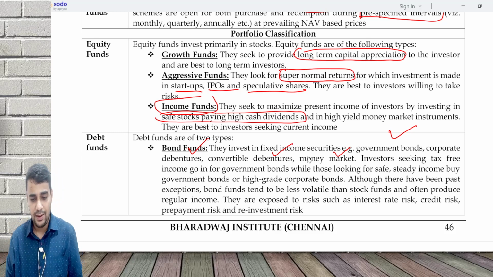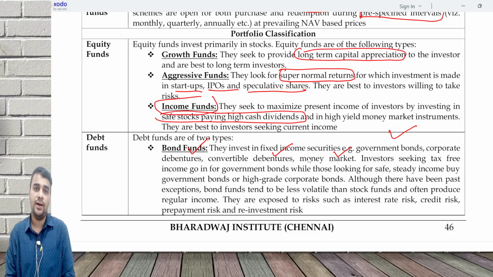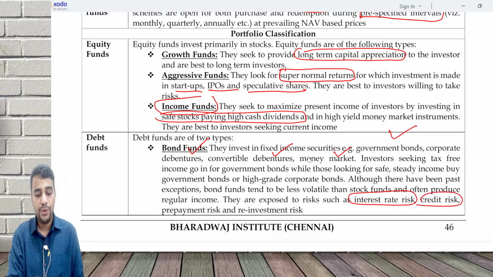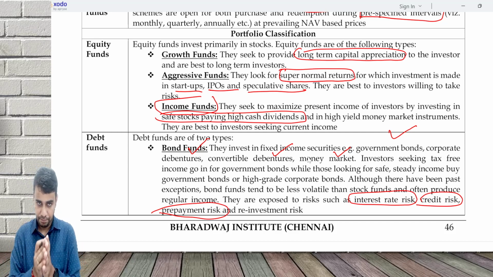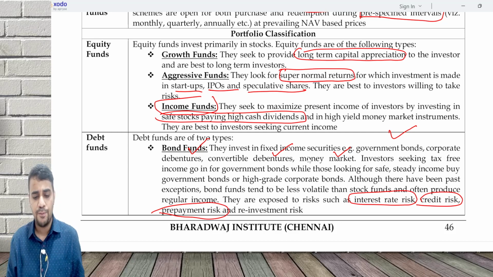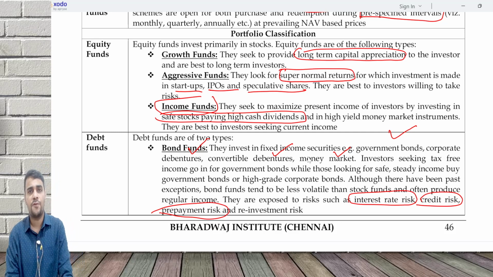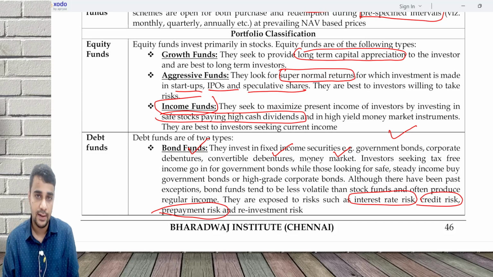Whenever you invest in a debt instrument, in your bond valuation, you have learned that there are multiple risks: interest rate risk, variation in cash flow due to changes in interest rate, credit risk which is default risk, prepayment risk, if there is any prepayment done by the customer, and reinvestment risk. So bond funds are going to invest in multiple categories of bonds, which can be government bonds, corporate debentures, convertible debentures, and they carry a lot of risks which are there in case of bond valuation. Despite carrying all these risks, bond funds are considered to be less risky than equity funds.